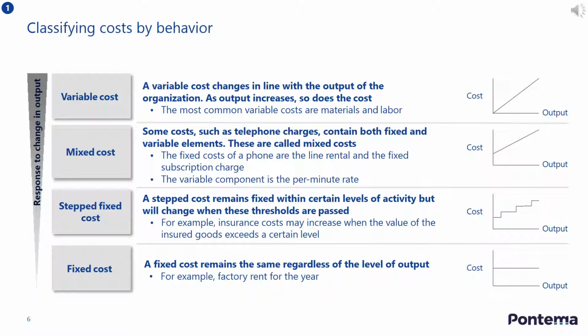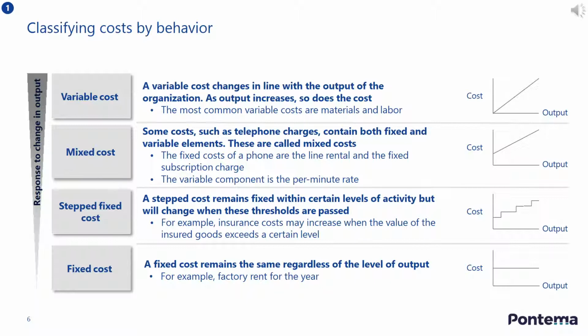Now let's understand how costs react to a change in business activities. As the output levels change, costs will react in various ways. Some costs are fixed and will remain the same regardless of the level of output. For example, factory rent for the year. A stepped cost also remains fixed within certain levels of activity, but will change when these thresholds are passed. For example, insurance costs may increase when the value of the insured goods exceeds a certain level.